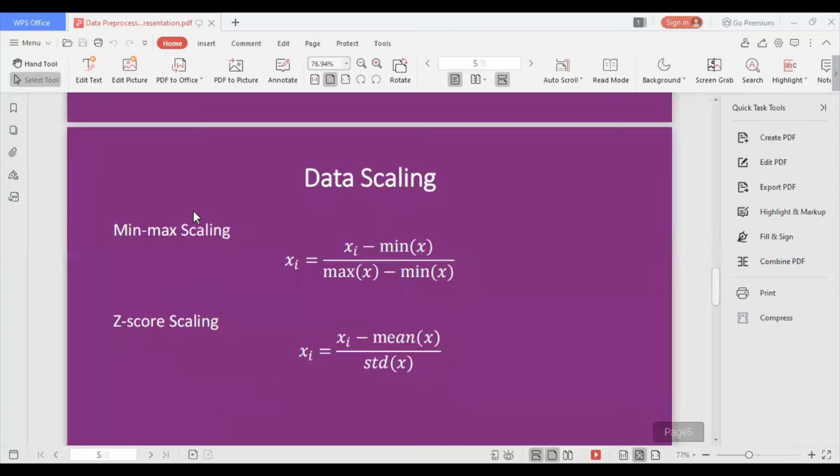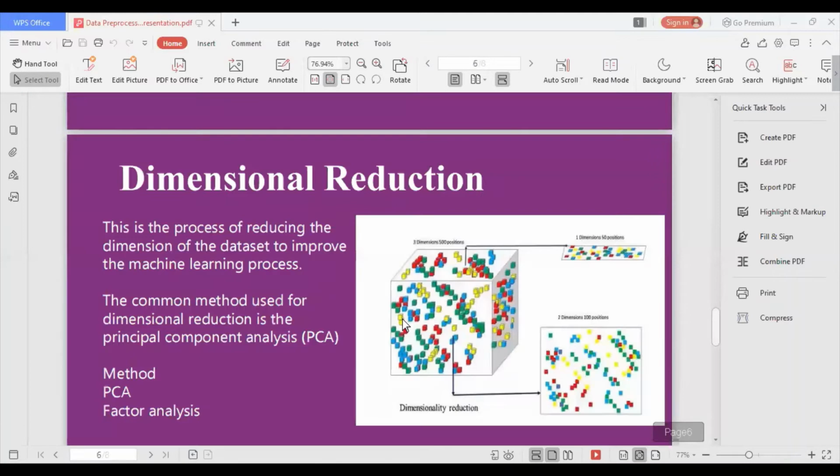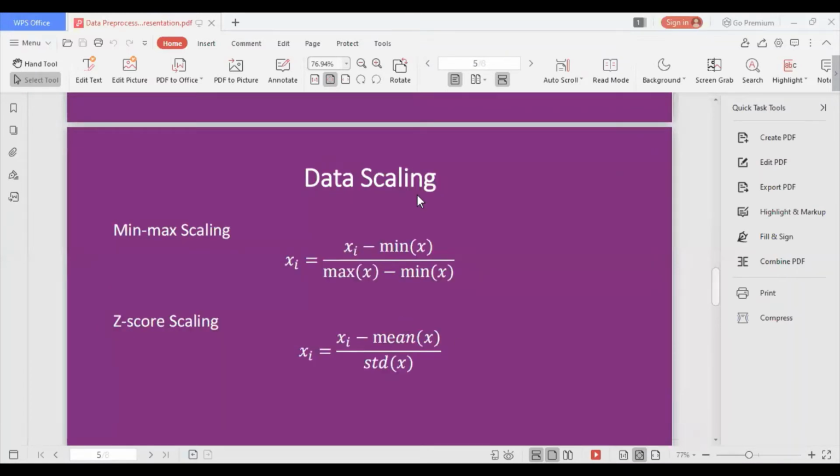So these are the data scaling formulas. You have the min-max scaling, in which you standardize the data set using min-max standardization. Do you understand? Min-max standardization has this particular formula: for a particular data point, you subtract the minimum data point, over the maximum data point minus the minimum data point. So let me show you the Python code, so that you can understand this process better.